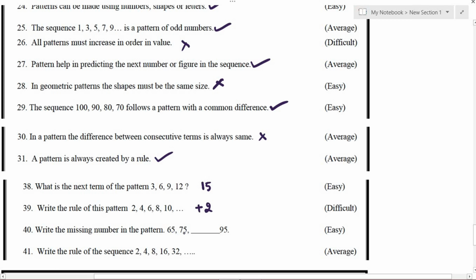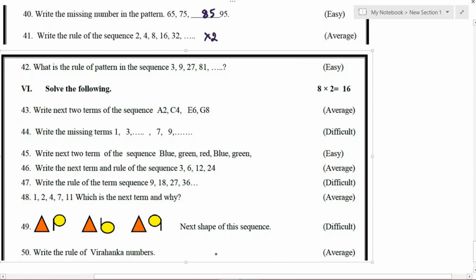Write the missing number of the pattern: 65, 75, 85. He is adding 10 to each number. Write the rule of the sequence: 2, 4, 8, 16, 32. Multiply each number by 2 to get the next number. This is the rule for this pattern.